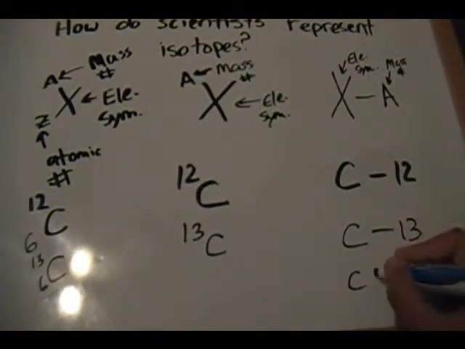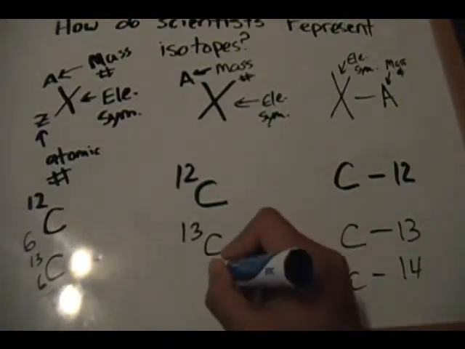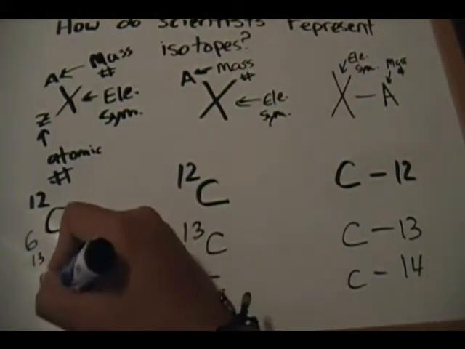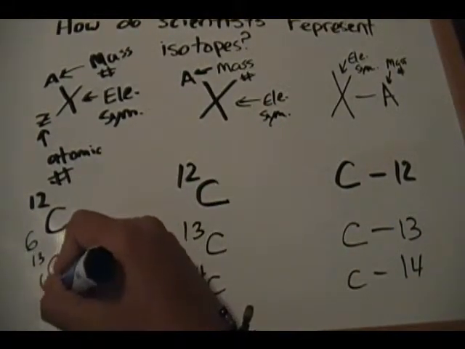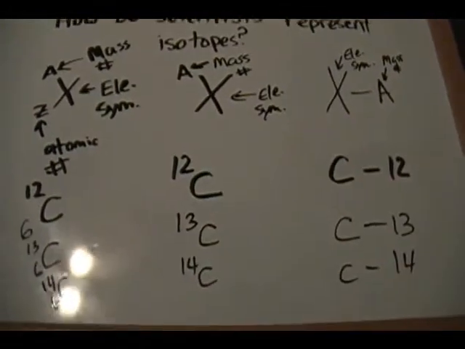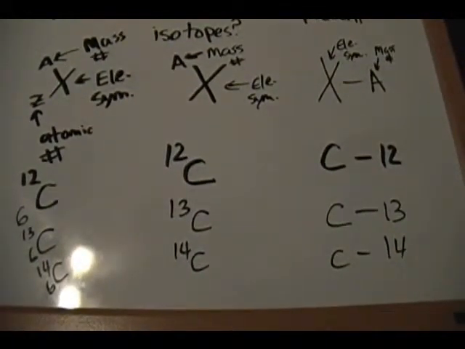Let's take it one further step. Carbon-14. Carbon-14 with a 6. So now we know how to write out these isotopes.